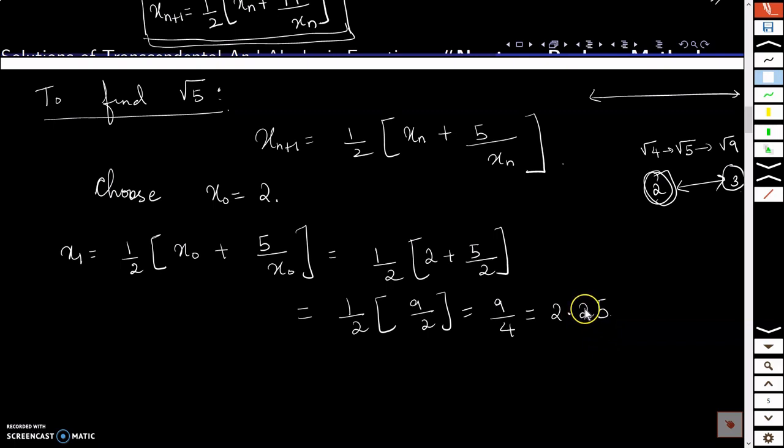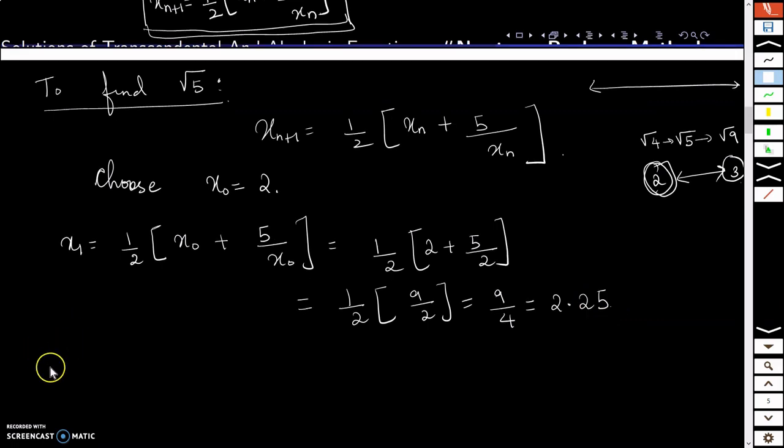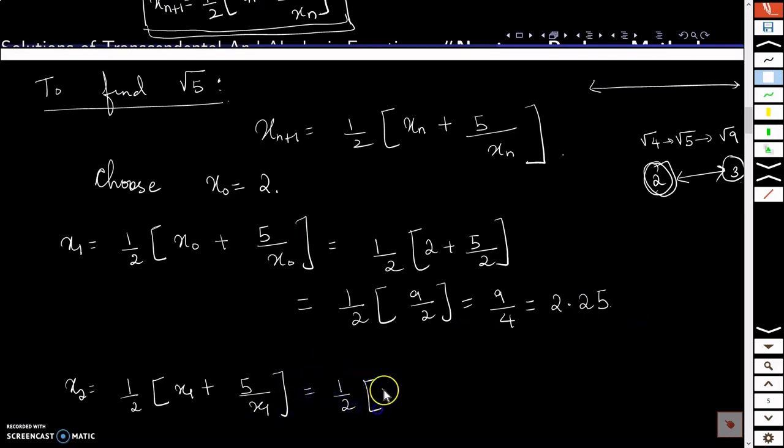Okay, so let's compute a few more. I need to compute 4 as per the question. So let's compute x2. From the iterative formula, this can be written as half x1 plus 5 by x1, right? But x1 we have just computed and it turned out to be 2.25, so this will be half 2.25 plus 5 by 2.25, right? And if you put this in your calculator, you will see that this turns out to be 2.23611. Okay, you can just verify this answer on your calculators, and that will be x2.